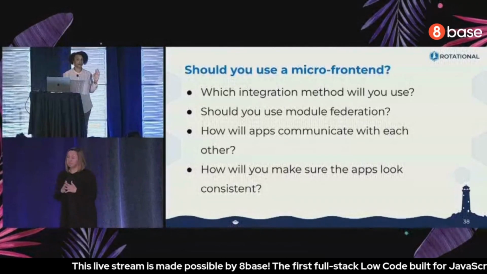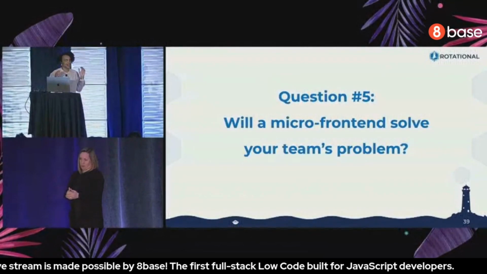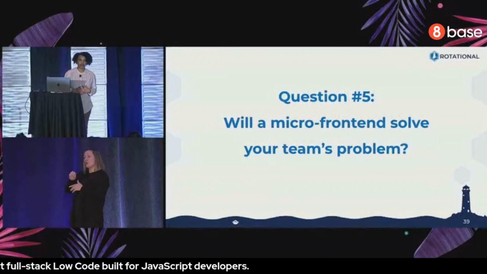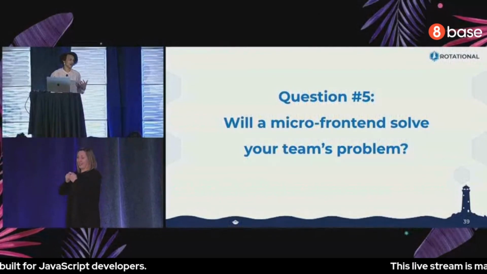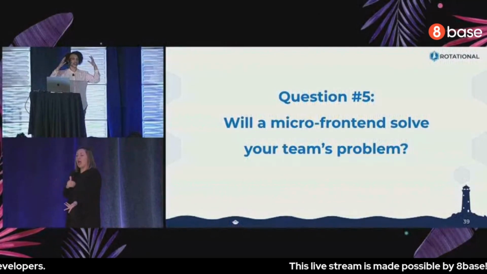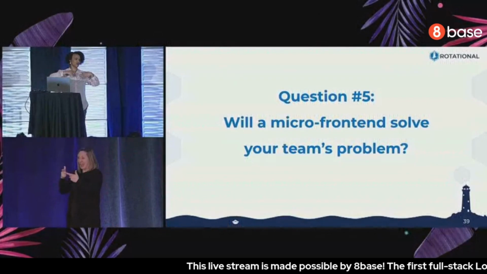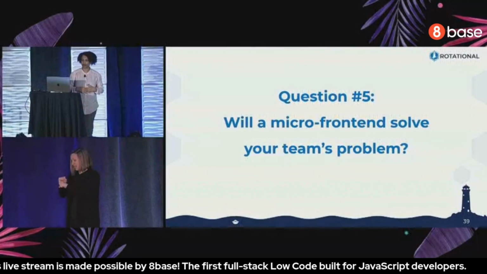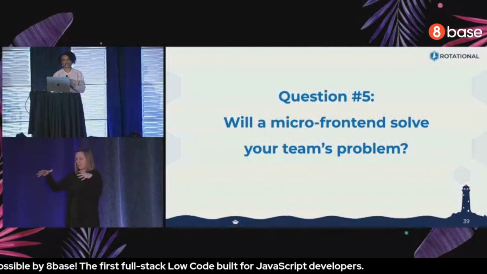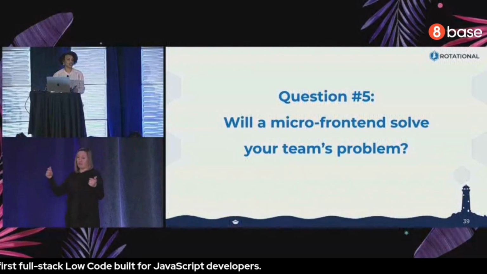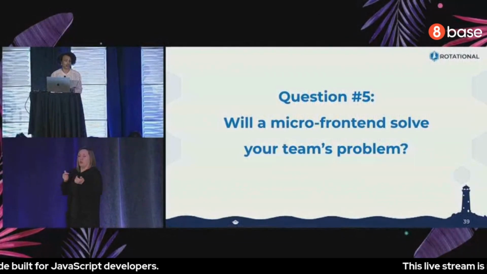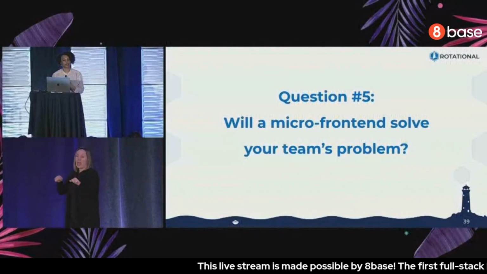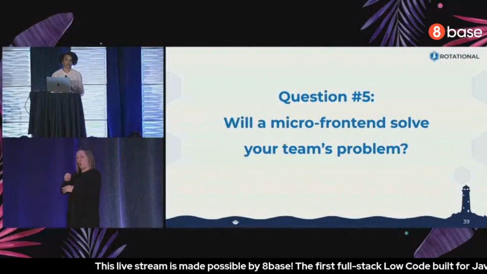Now, that's only four questions. And the last one: will a micro front end solve your team's problem? Because I think it's really easy to say, hey, our code base is getting huge. We have multiple apps in one repository. We have multiple teams working on multiple apps within one repository. But is that really going to solve your problem? You really have to think about exactly what you are trying to resolve, and then from that going forward, you can determine if the micro front end is really the best solution for you.